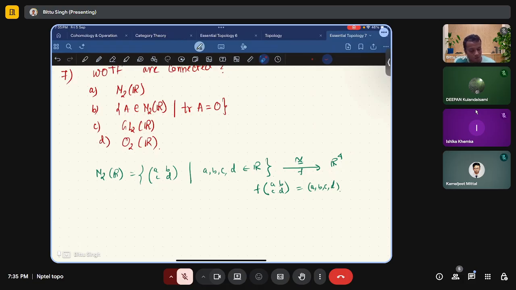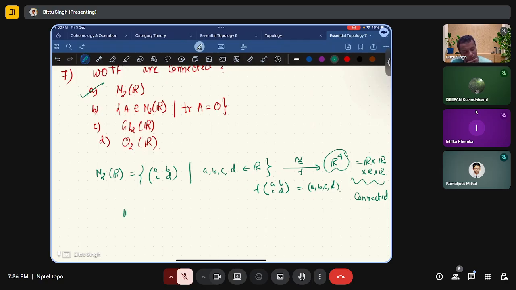So the conclusion is that M2(R) is nothing but R4. But as we know, R4 is connected. Why? Because a product of connected sets is connected. Take any finite product of connected sets, and you will again get a connected set. R is connected, and R4 is nothing but the product of R four times, right? So this is connected. And connectedness is preserved under homeomorphism. So M2(R) is connected.